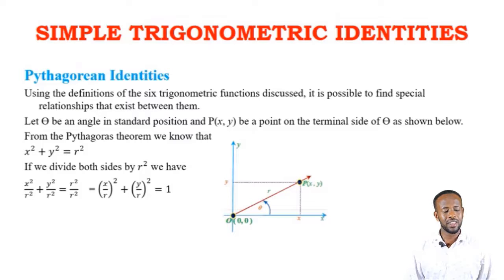So we'll say, therefore, sine squared theta plus cos squared theta is equal to 1. This is one identity.